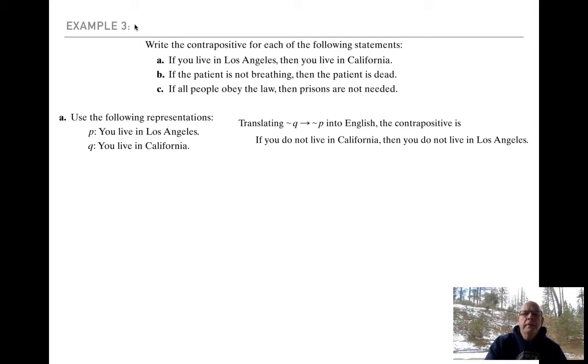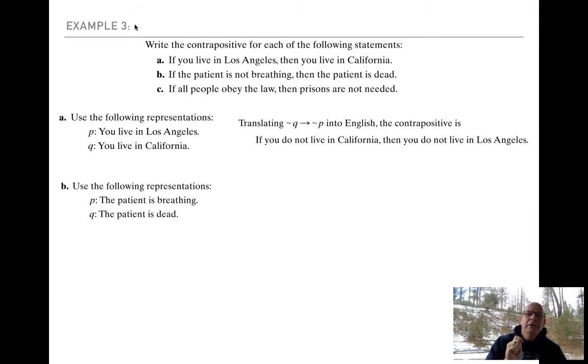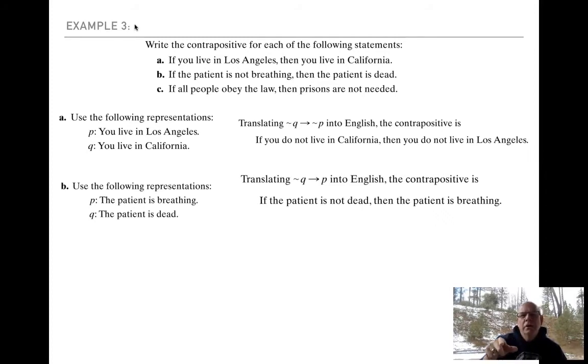Now, if we go to part B, it says if the patient is not breathing, then the patient is dead. Now, you have to be a little bit careful here because the hypothesis statement here, the patient is not breathing, already has a not in it. And so if we negate that, we would have to take the not out. And so our original hypothesis should be the patient is breathing and the patient is dead is the conclusion. And so if we translate that into not Q implies really not P, because the P was already negated, had a negation in it, then the contrapositive is if the patient is not dead, then the patient is breathing.